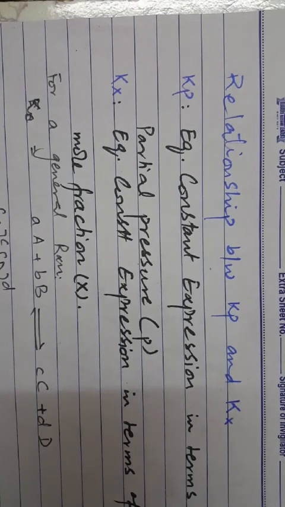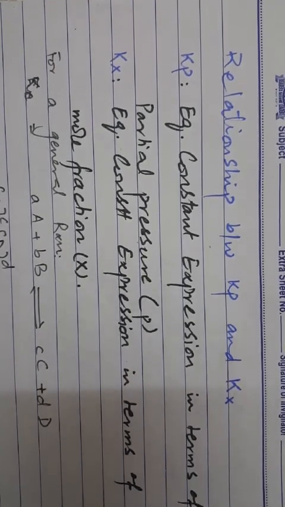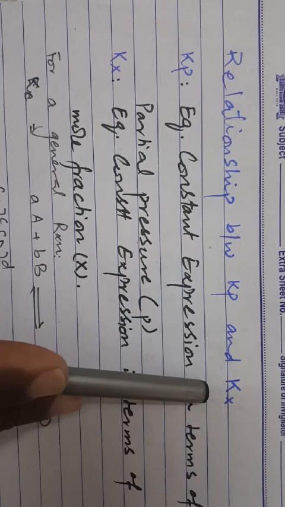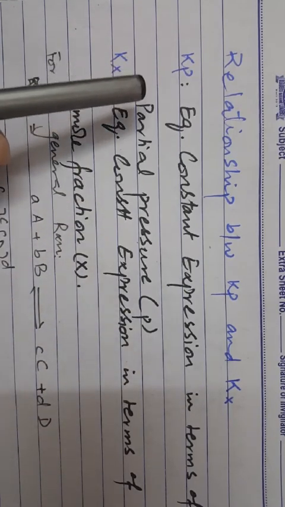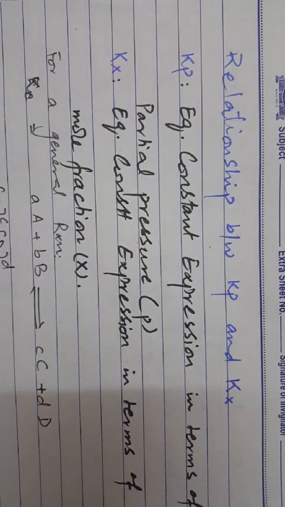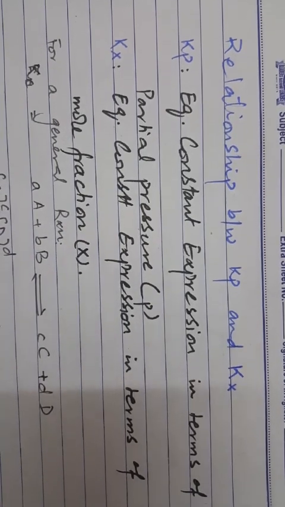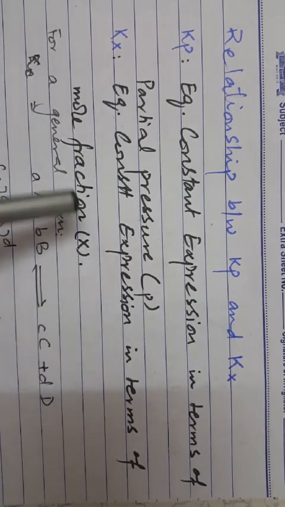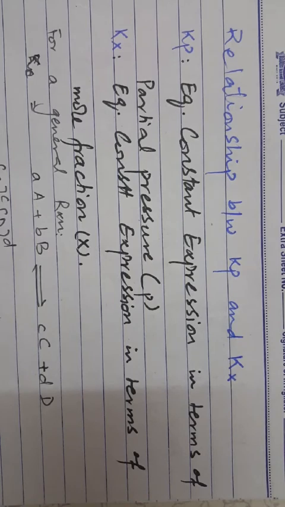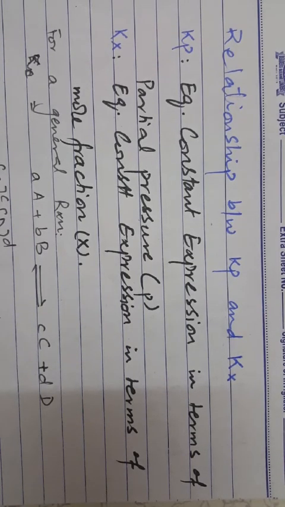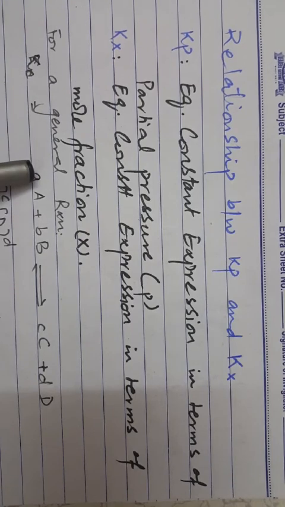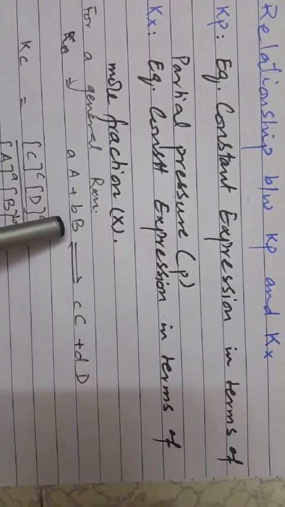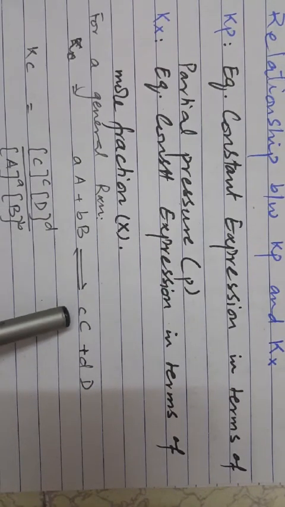In the name of Allah, the most beneficent, the most merciful, the topic of the day is the relationship between Kp and Kx, where Kp is the equilibrium constant expression in terms of partial pressure and Kx is the equilibrium constant expression in terms of mole fraction, which is called x or chi. For a general reversible reaction, a moles of A plus b moles of B go to form c moles of C and d moles of D.